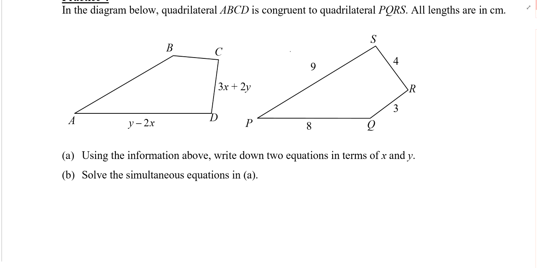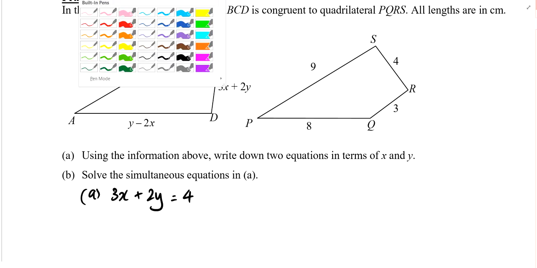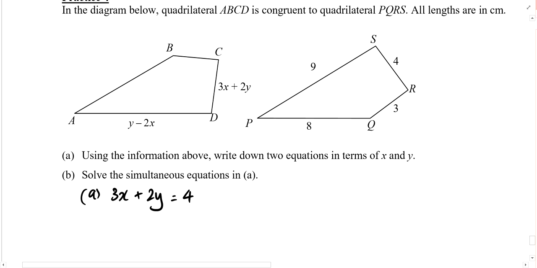Right now, two equations in terms of x and y. So this is quite a different question. Write equations in terms of x and y. Any idea how we can start? 3x plus 2y equals 4. How do we know? It looks like it, but we need to convince ourselves from the diagram. 3x plus 2y is our CD, so CD must equal RS. That is our first equation, equation number 1.